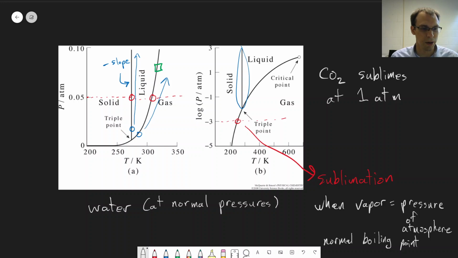That concludes this part of the video talking about phase diagrams. The last thing we're going to talk about in the next video is this point over here that I've ignored up to this point, which is the critical point.